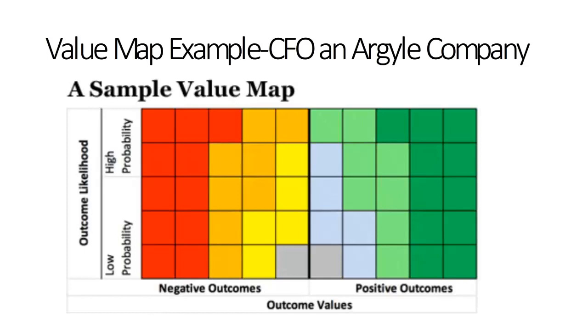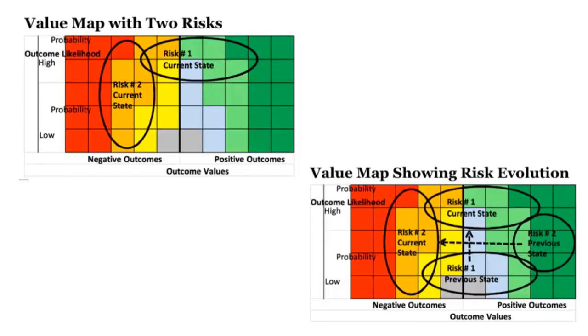Up until now, the maps we've considered have shown losses only. A value map shows losses and opportunities. There can be risks of loss, seen to the left of the value map, and risks of potential gain, seen to the right of the value map. Detailed labels for the rows and the columns have been omitted here, but they can be easily imagined. Take a look at the value map in the lower right.